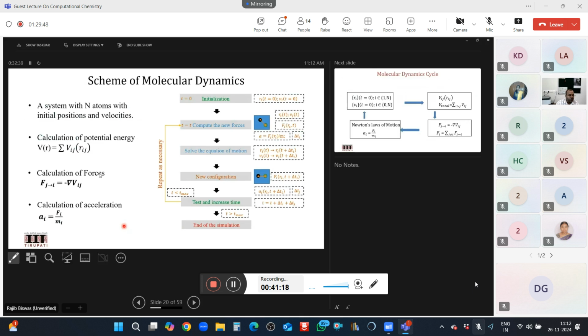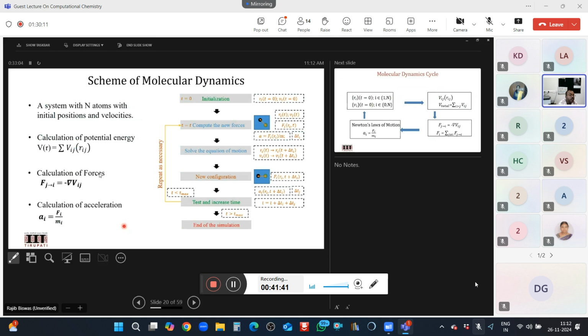Okay. What do you do? You just set up the initial coordinates. For example, say I have a couple of water molecules I would like to simulate in the simulation box. I give them some initial positions and then I assign them initial velocities, because if I don't give initial velocities, they will not have any future prediction.